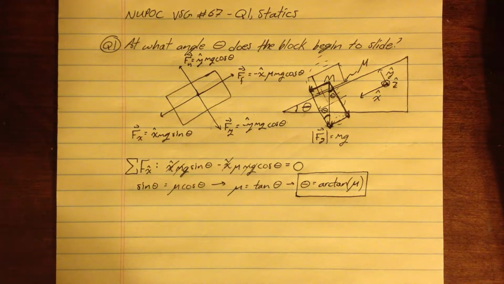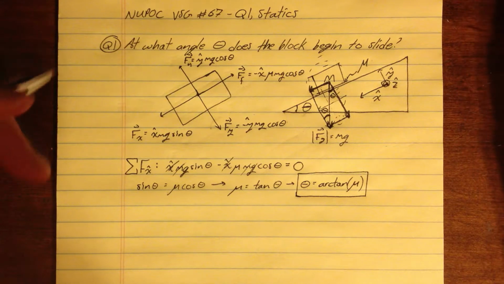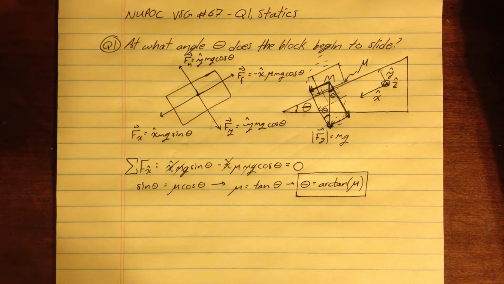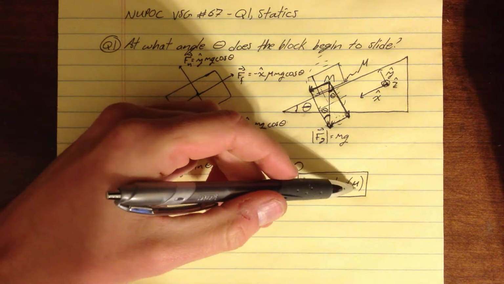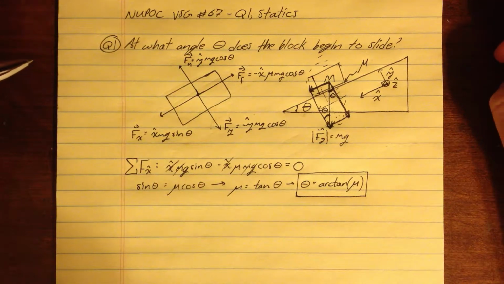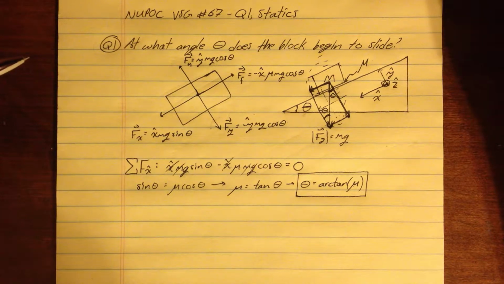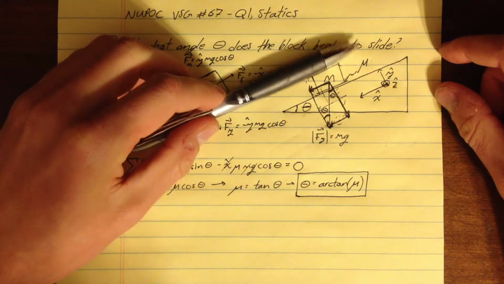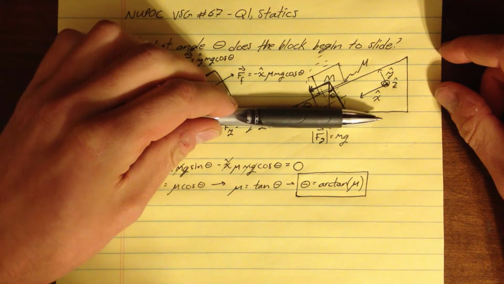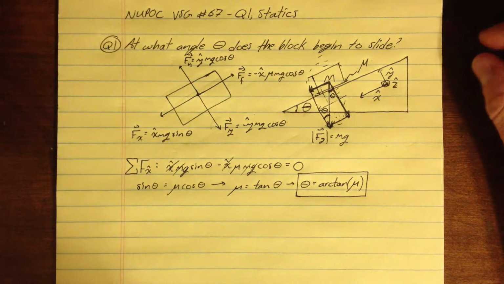And so that is the angle at which the block will just barely begin to slide. In fact, it's independent of the force of gravity, or the gravitational acceleration. It's independent of the mass, so it's actually kind of counterintuitive. It's only dependent on mu. If we have a higher mu, the block will stick to the plane up to a larger angle, and for a lower mu, it will start sliding at a smaller angle.